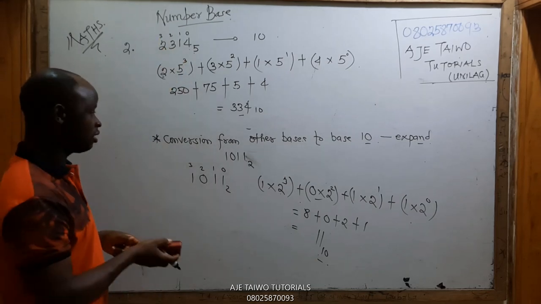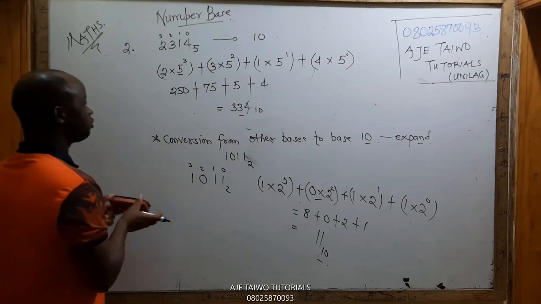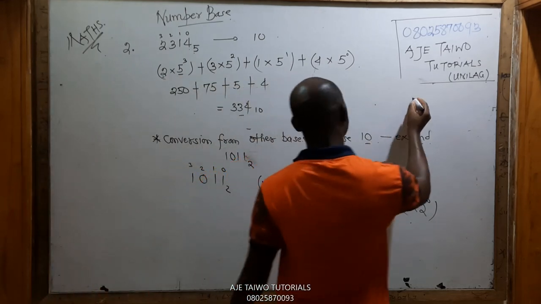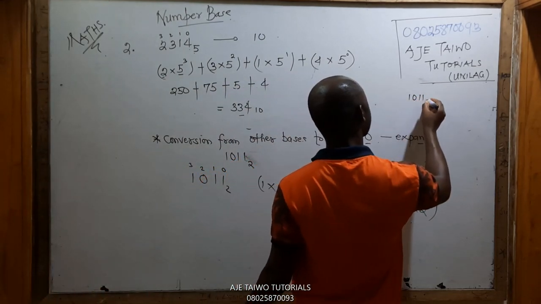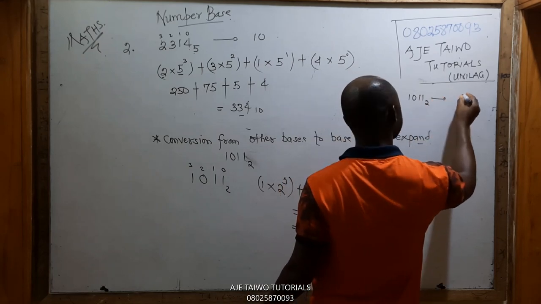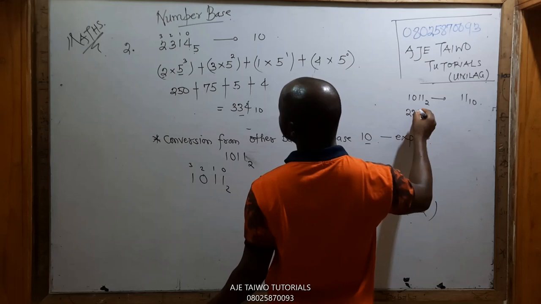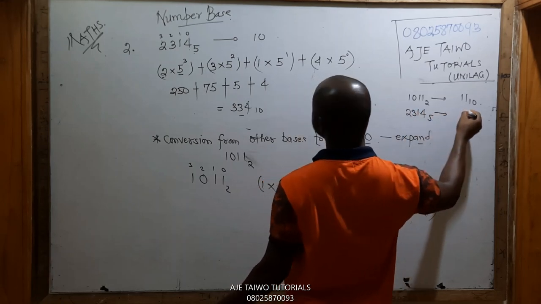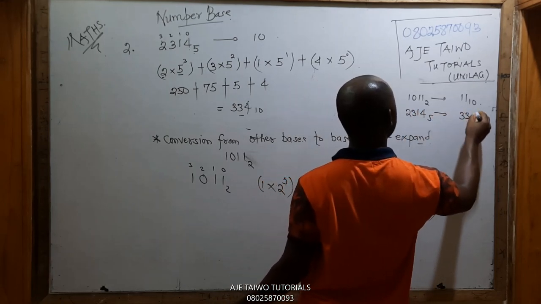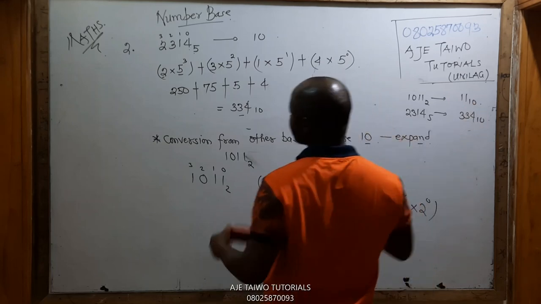We just know it. So I've done the first one. I've converted 1011 base 2 to base 10, and it gave me 11 base 10. I've converted 2314 base 5, and it gave me 334 base 10. Okay? I want to convert another one.